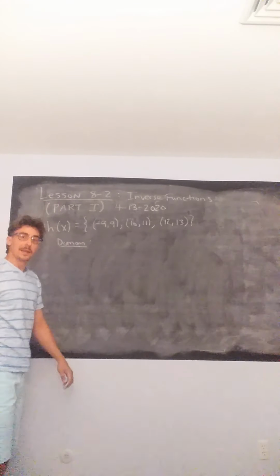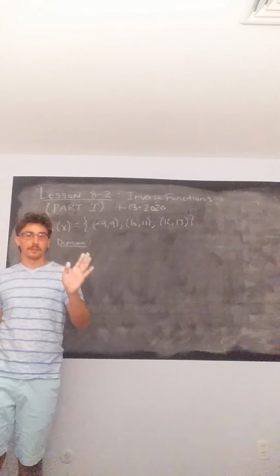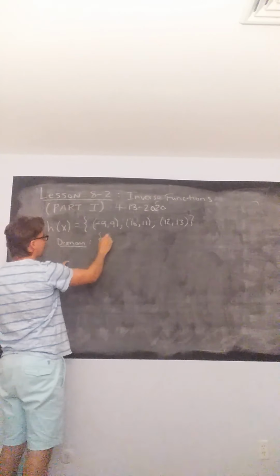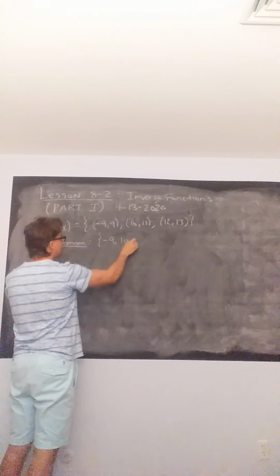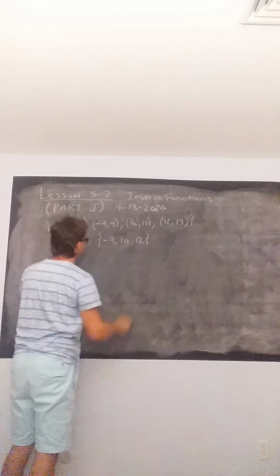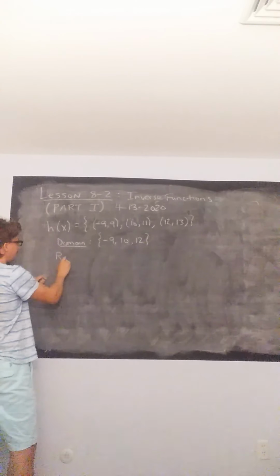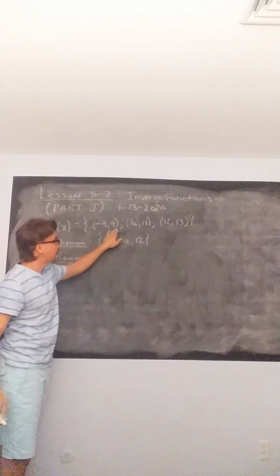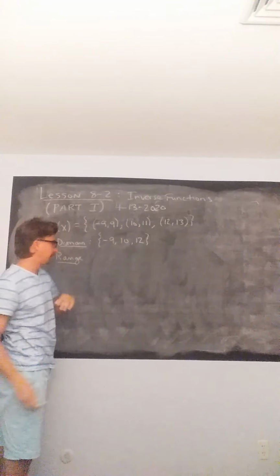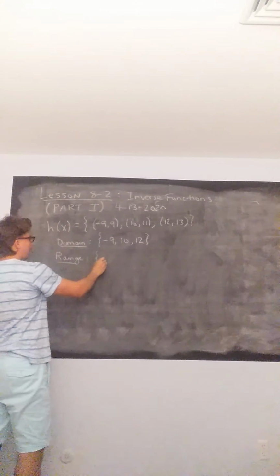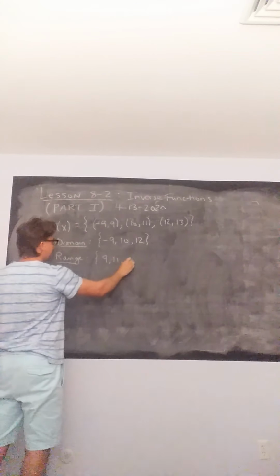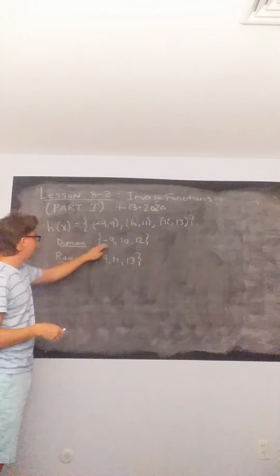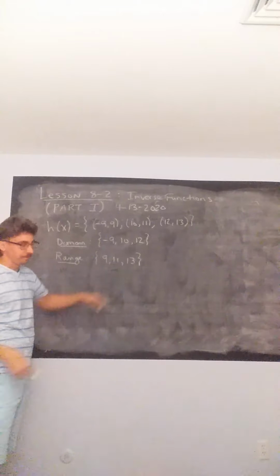So remember, the domain is the set of your inputs, that's your x coordinates. So the domain set for h would be -9, 10, and 12. How about the range? What would the range be? Well, the range is your y coordinates. It's the set of y coordinates. So that's going to be 9, 11, and 13. Okay, so domain set and your range set.